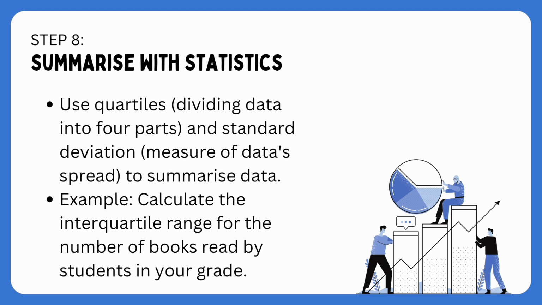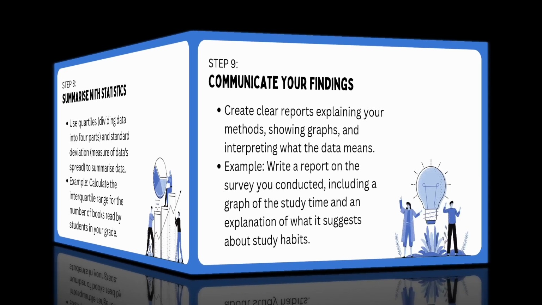The eighth step is summarize with statistics. Use quartiles, which divide data into 4 parts, and standard deviation, a measure of data spread, to summarize the data. Example, calculate the interquartile range for the number of books read by the students in your grade.